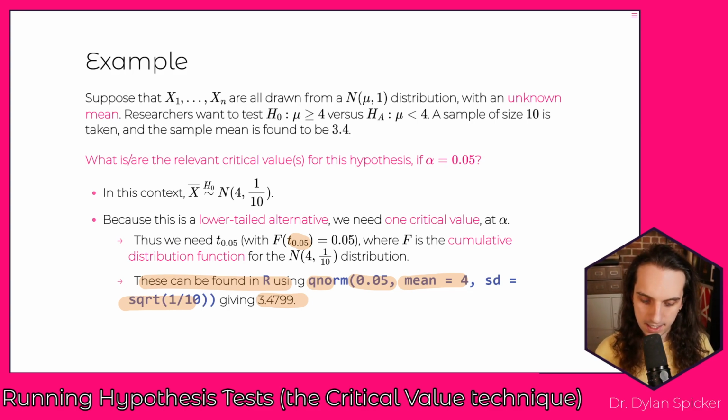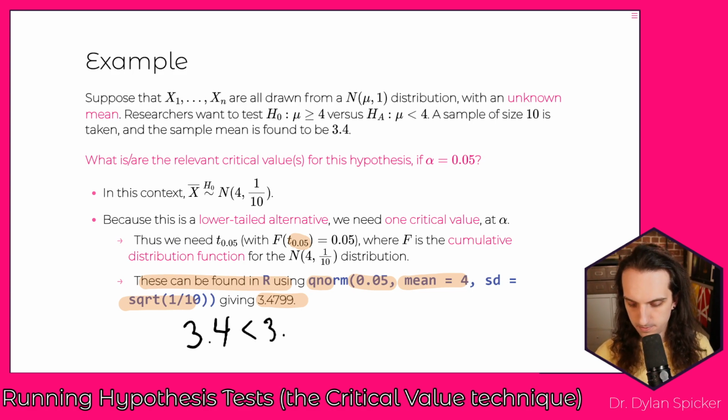Now notice in this case, for the first time in these three examples, we find that 3.4 is actually smaller than 3.4799. And so what that's saying is that we've actually observed something that is more extreme than the critical value that we're dealing with, right?